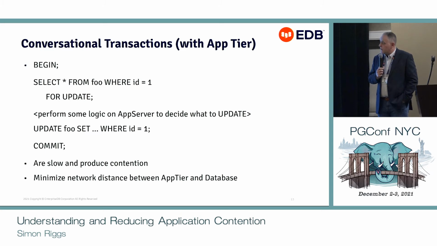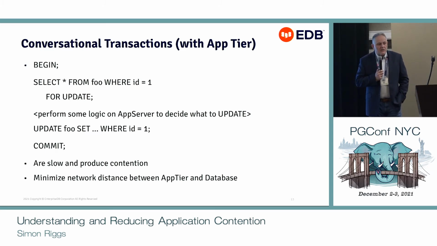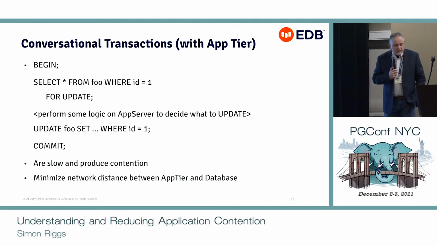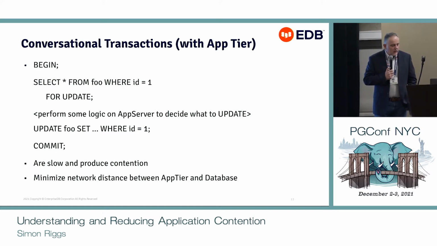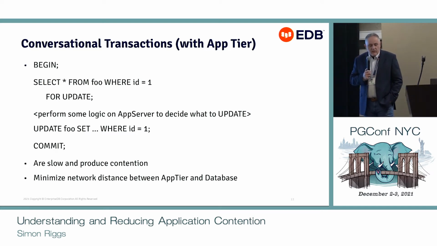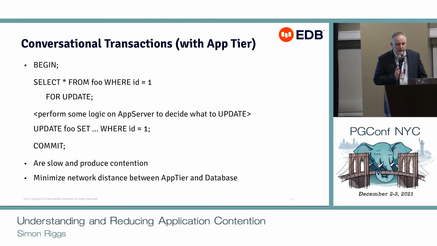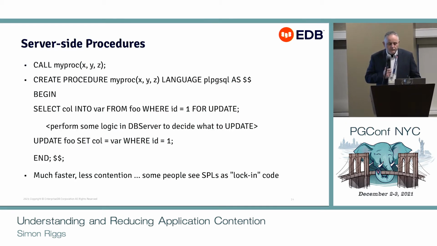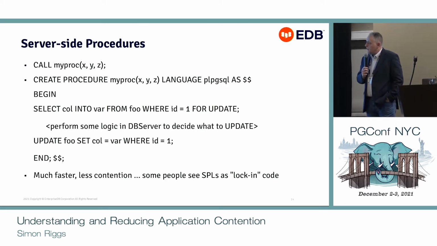But you can still have conversational transactions with the app tier, where an application is issuing SQL from the application server, and there's pauses while we go back to the app tier and ask for the next statement, and it returns things, does a bit of logic, and that kind of sucks as well, but not quite as badly. And one of the ways of solving that is to minimize the network distance between the app tier and the database.